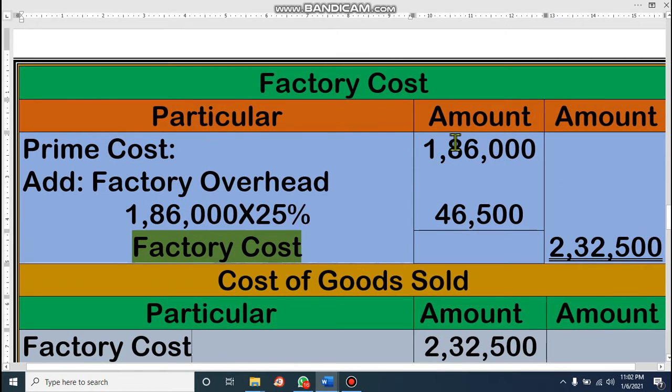Factory cost: prime cost is 1,86,000 and factory overhead is 1,86,000 into 25%, that means 46,500, dear student. So factory cost is 2,32,500. Our next requirement is cost of goods sold.